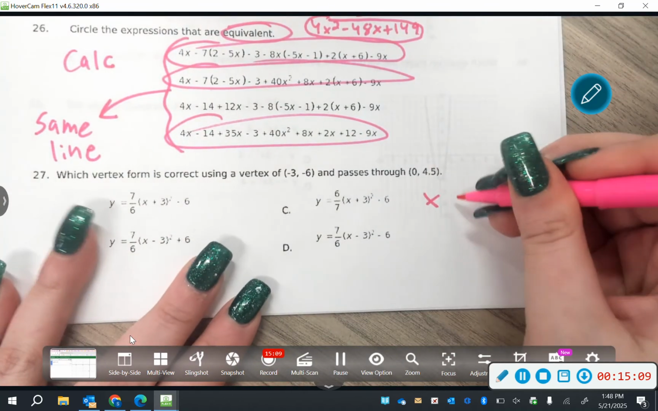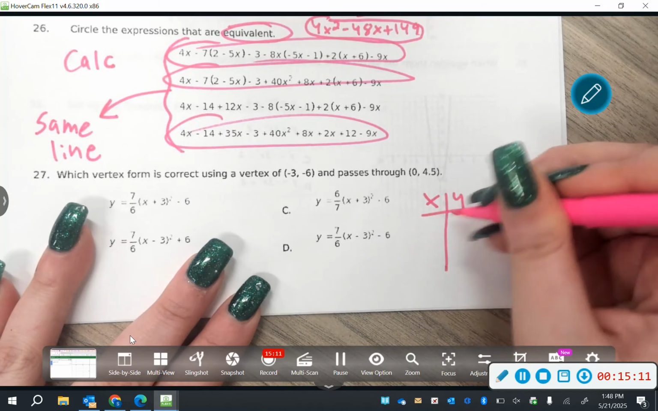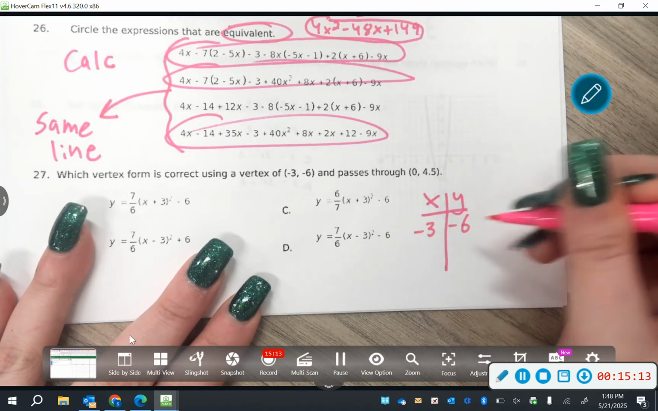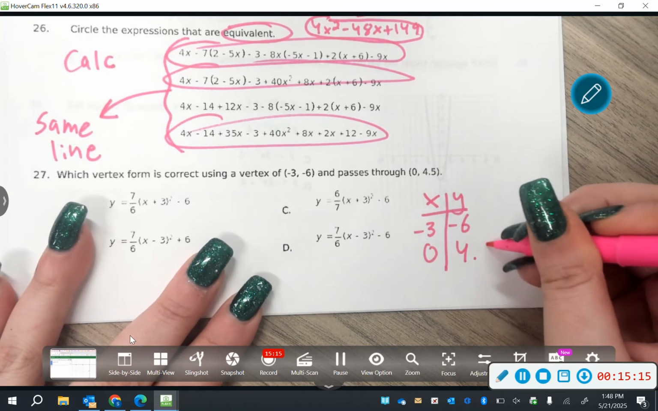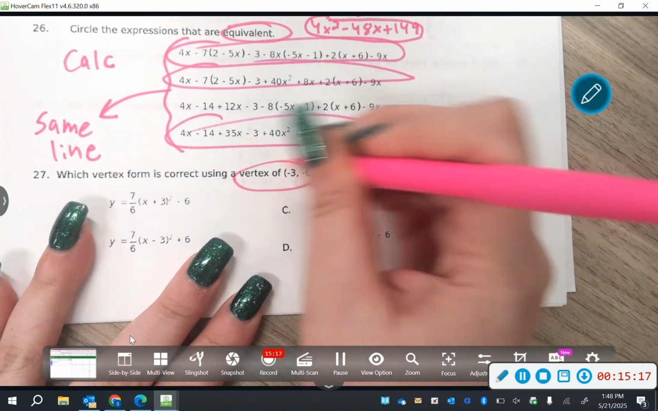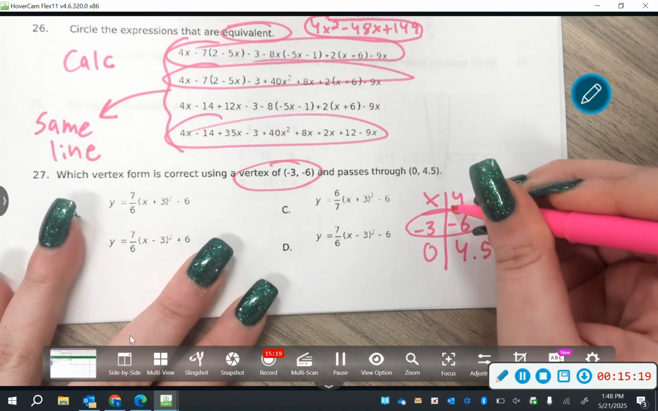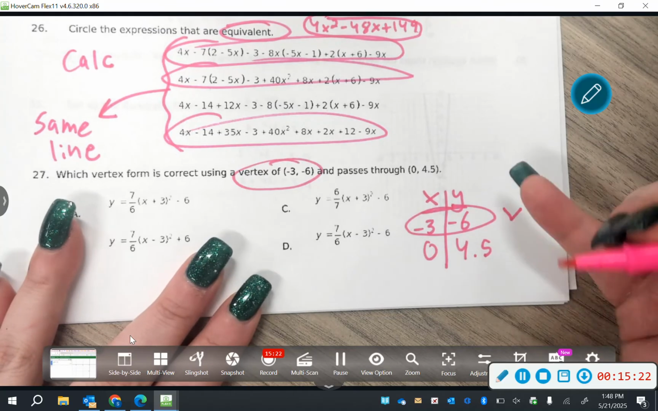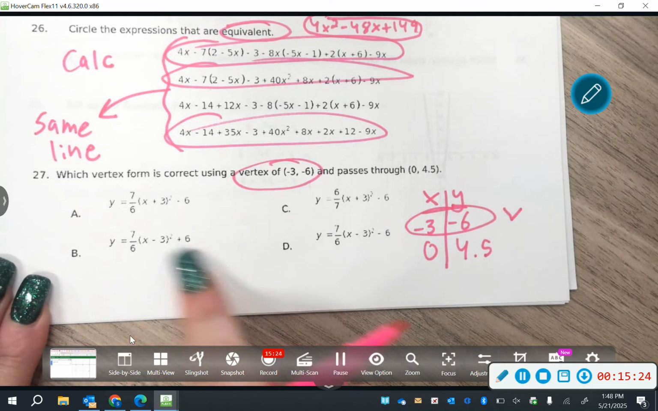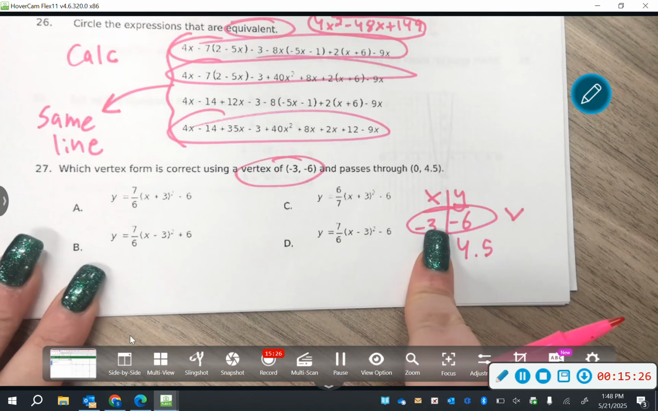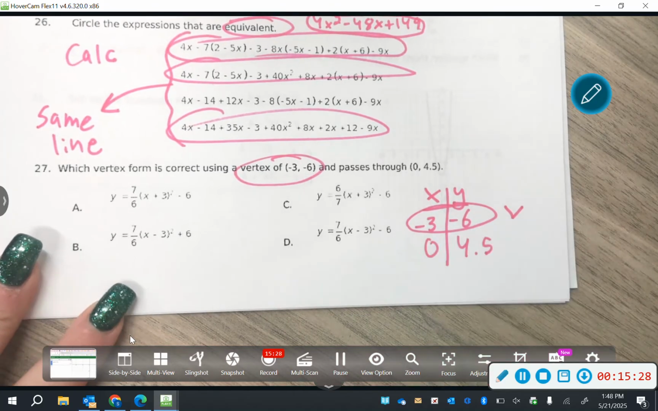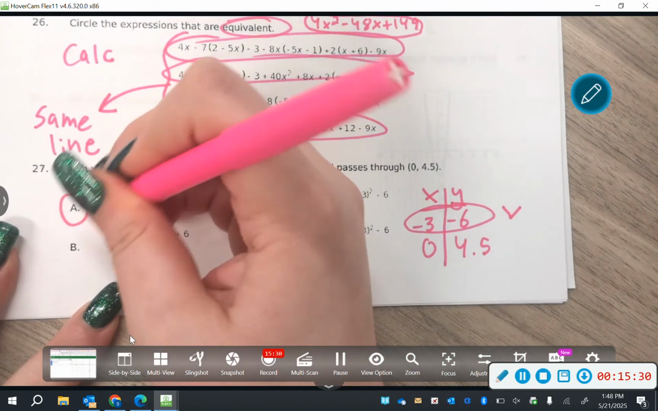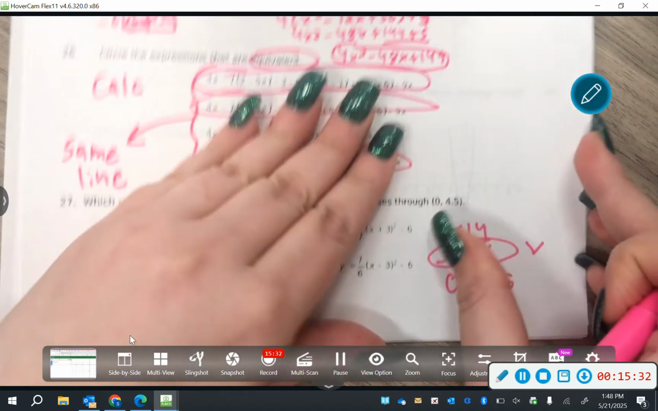Number 27, you do just like what we did with 24. They gave us 2 points. They gave us -3, -6, and 0, 4.5. But we need specifically -3, -6 to be the vertex. So you're looking for which one of these, when you plug it in, goes through both of those points and has a vertex here. I'm going to tell you the answer for this one. It should be A.